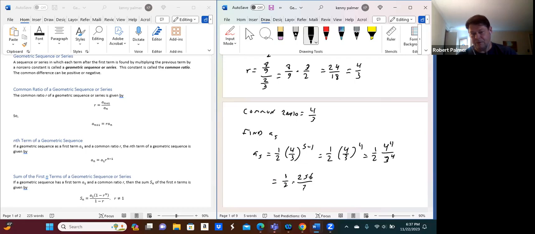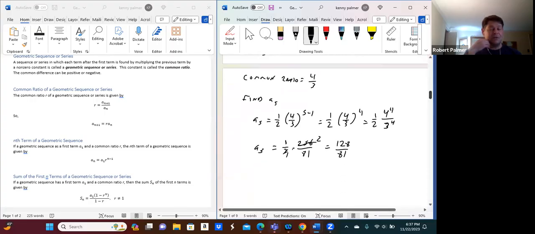So 81. Now, we can only reduce this a bit because obviously there is nothing common between 4 and 3. So with 2, we can actually divide this, make this a 1, divide this by 2. So 256 divided by 2 is 128. So this is going to be 128 over 81. So that's the fifth term of that sequence.